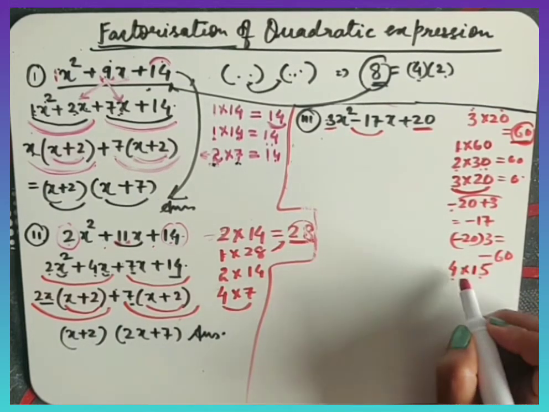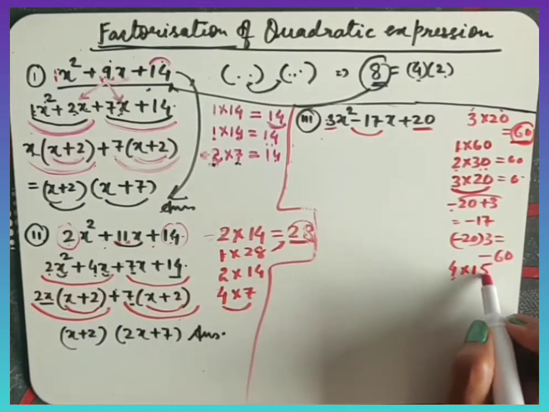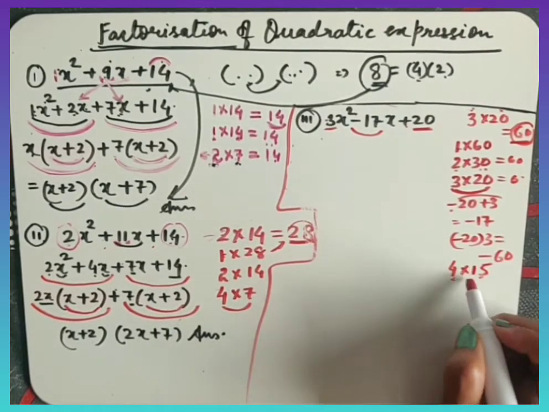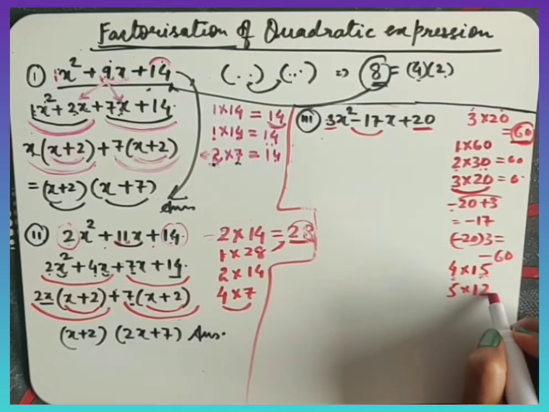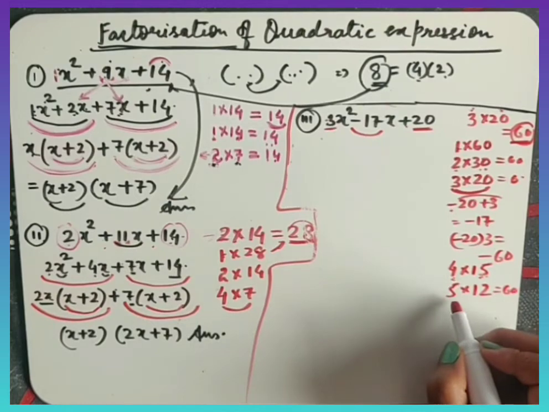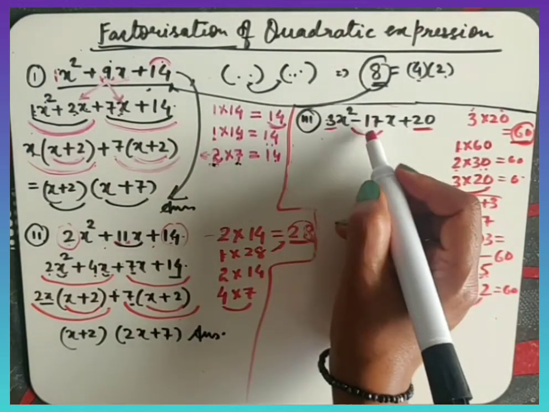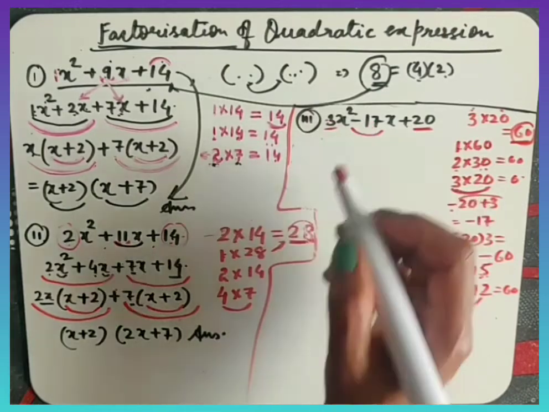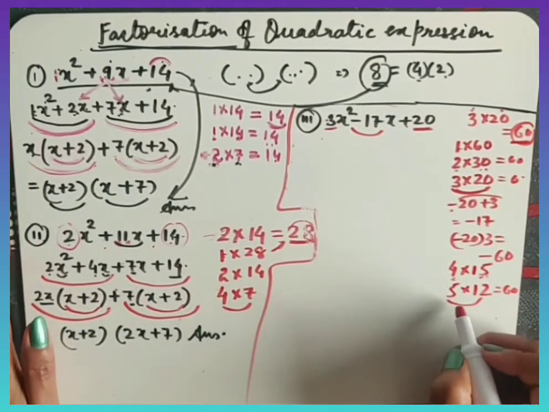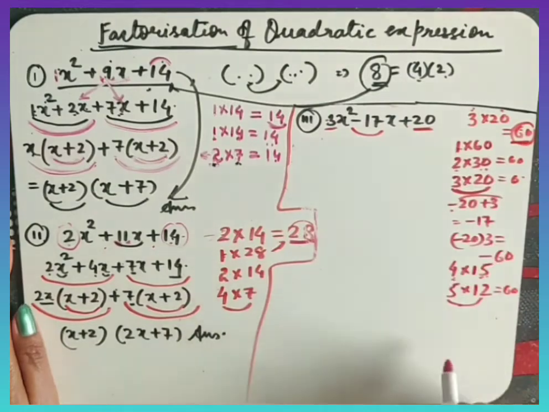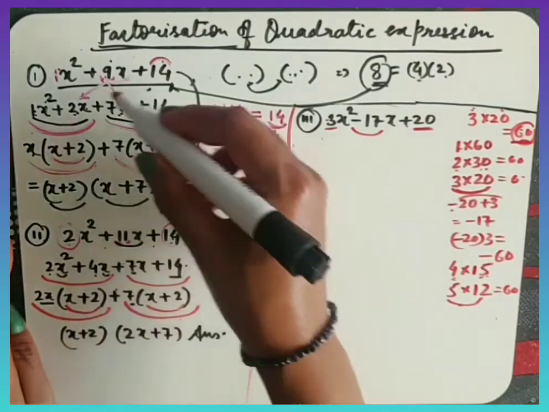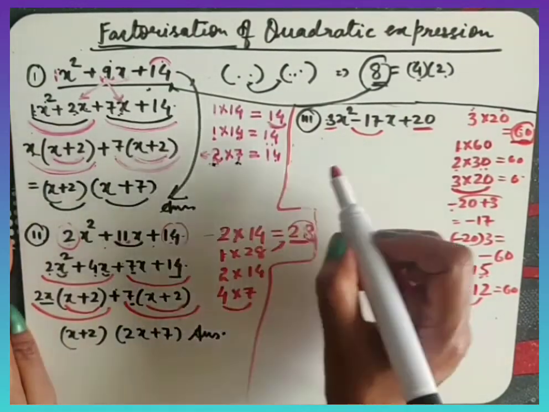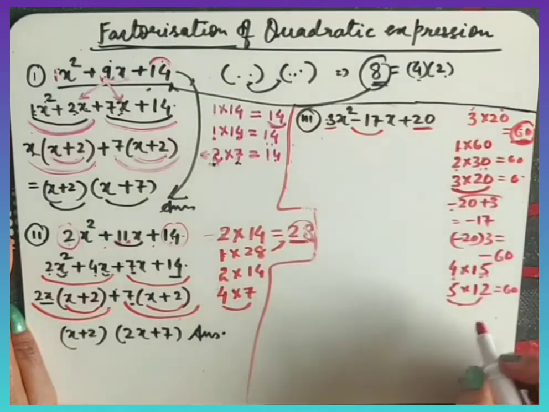4 multiplied by 15 will give you 60, but by adding or subtracting, it will not give you 17. Now go to 5. 5 multiplied by 12 will give you 60, and if we add these two, it will give you 17, but we need minus 17. So we need minus 17 and plus 60, because plus and plus will give you 60. Here in a plus question, no problem, it will be very easy, but in minus you should think this way as well.